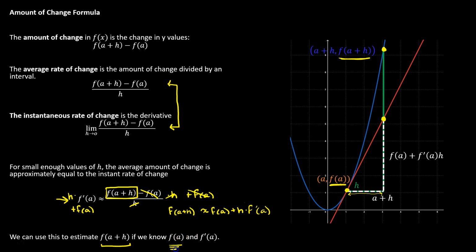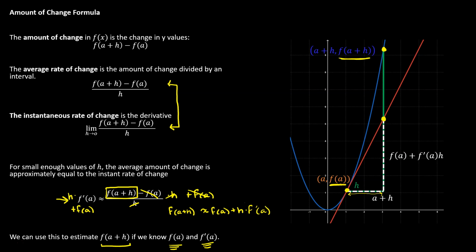We need to know the value of the function at a, and we need to know the value of the derivative for that function at a. This can be useful in applications like population. We know what the current population is today, and we can do a pretty good job of expressing how that population is growing at this current moment. And we can use that to predict the population for maybe next year or the year after that.